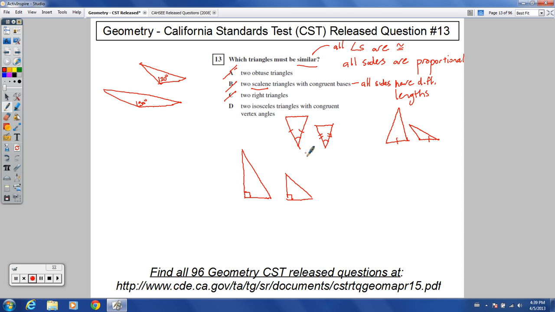And so there was a theorem that shows up in the similarity chapter that we went over called side angle side similarity. That makes that true. So if we use that theorem, choice D is definitely the right choice.